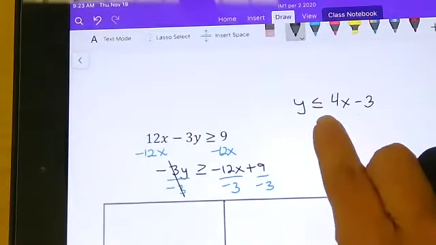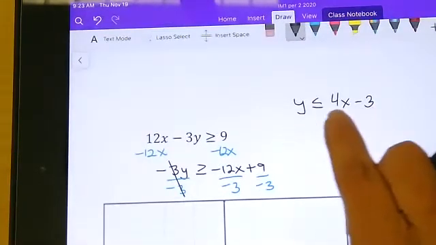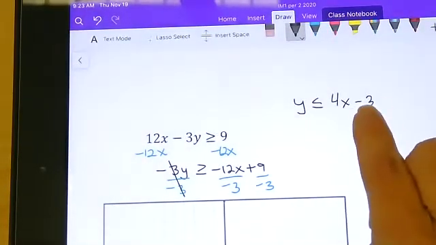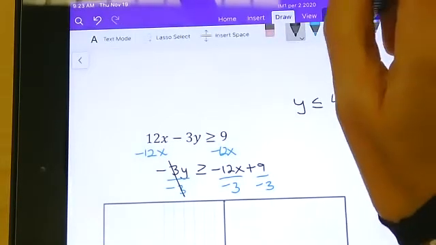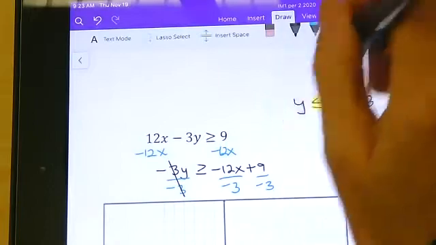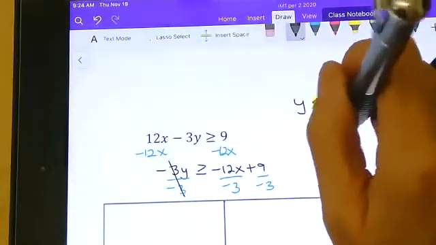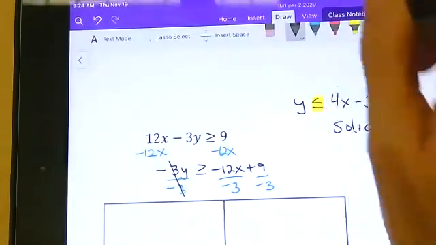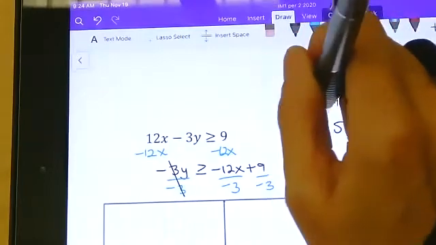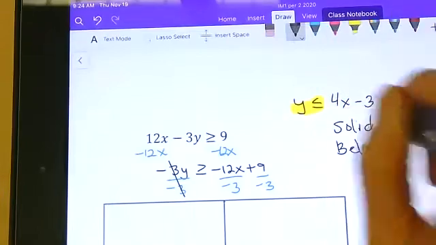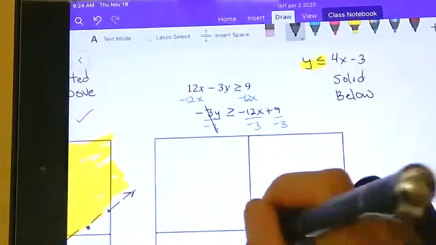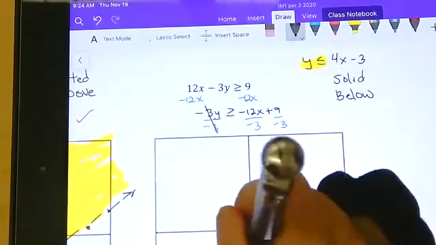Okay, so I now have my new revised form of my inequality. Y-intercept is negative 3, slope is 4. I see an equal sign right here, so I know I'm going to graph this with a solid graph. And I see that y is less than, so I'm going to be shading below. So let's do it. Negative 3, 1, 2, 3.